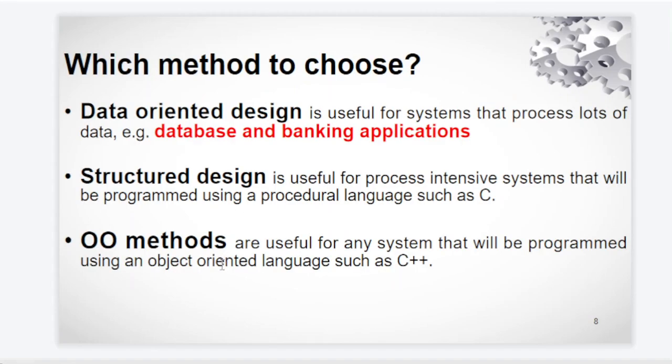Next is which method to choose. Number 1 is data oriented design. Data oriented design is useful for systems that process lots of data, for example database and banking applications, etc. Number 2 is structured design. Structured design is useful for process-intensive systems that will be programmed using a procedural language such as C. The object-oriented method is useful for any system that will be programmed using an object-oriented language such as C++.